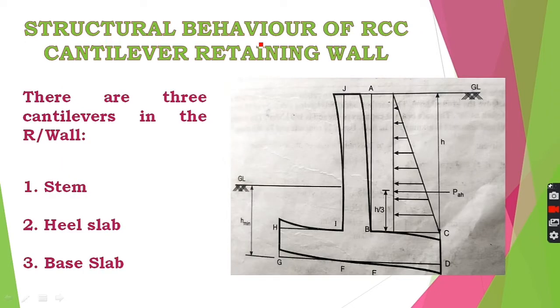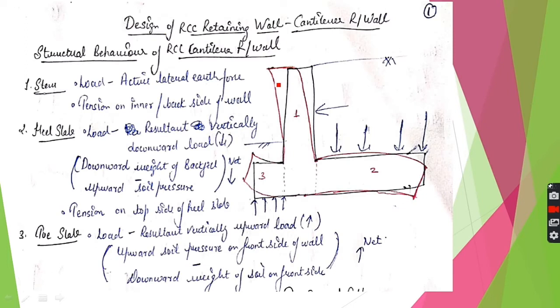This part we have covered in the previous slide, that is the structural behavior of R.C.C cantilever retaining wall. I will be revising it quickly in the next slide. The structural behavior is such that all the individual components behave individually as cantilevers. First is the stem, fixed at this point and free at this point. The load acting on this cantilever portion is the lateral earth pressure. So it will bend like this as shown in red color, and the tension will be on this side.